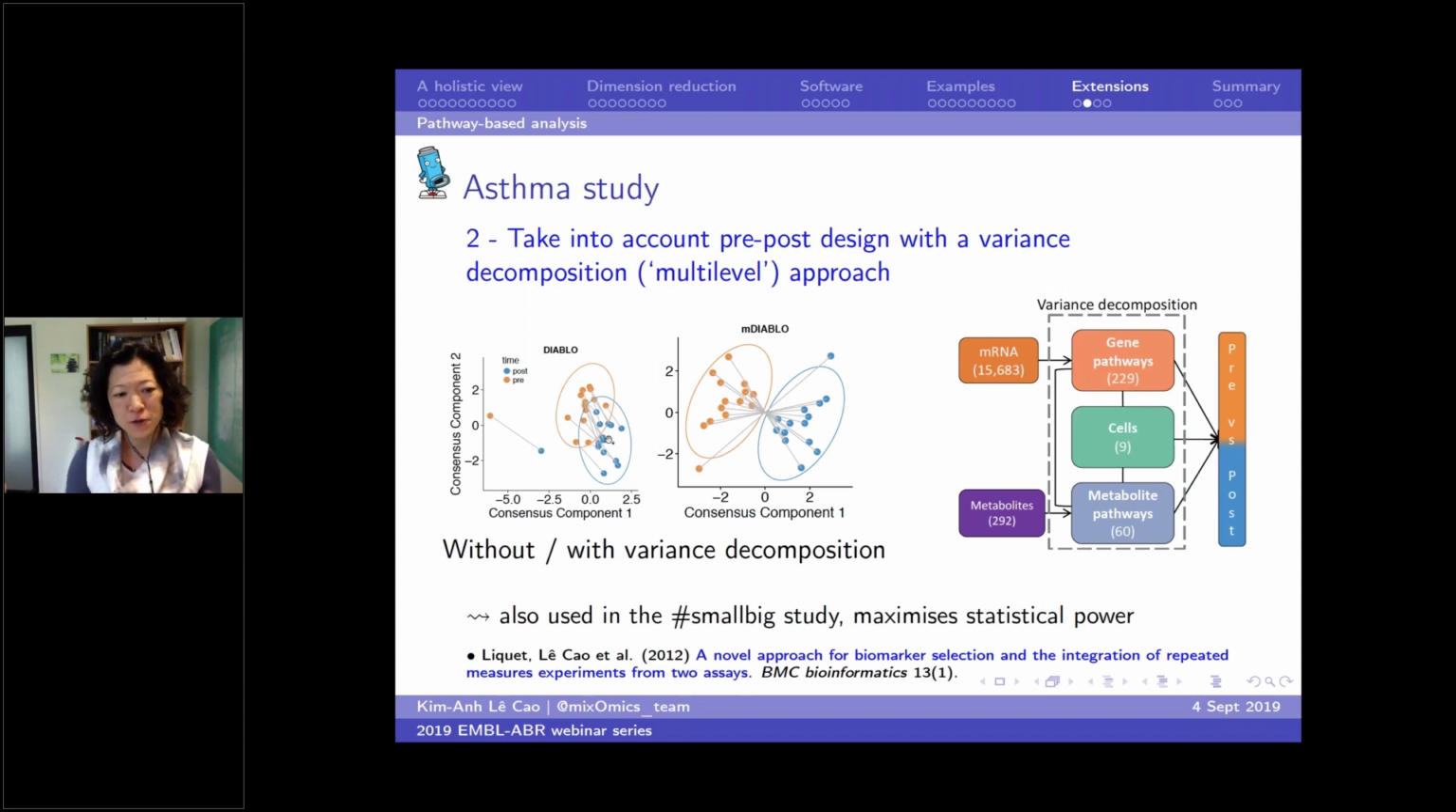And so in order to account for these repeated measures experiments, we do a variance decomposition. It's called a multi-level approach in mixOmics. And basically, it removes the individual variability so that now we can discriminate the pre versus post in a much clearer way. So we remove this variation that is not important for us. So this is what we've done in that study, and that requires another data transformation step, but it also helps you to maximize the statistical power. We've used that approach also in the small big study, and it was really powerful to differentiate day 0 from the other days in the neonate study.